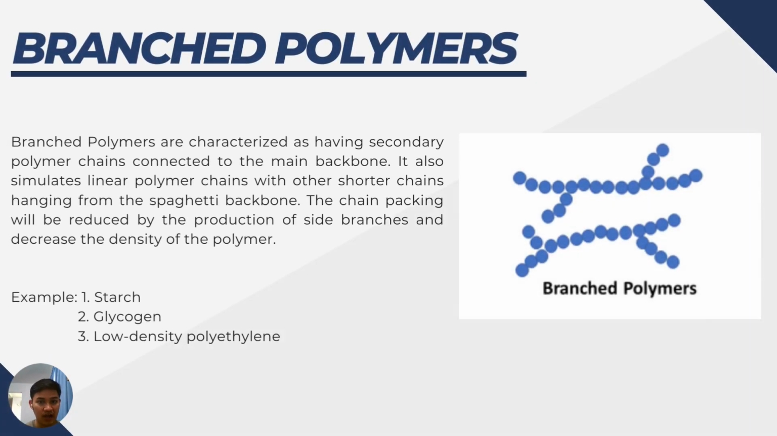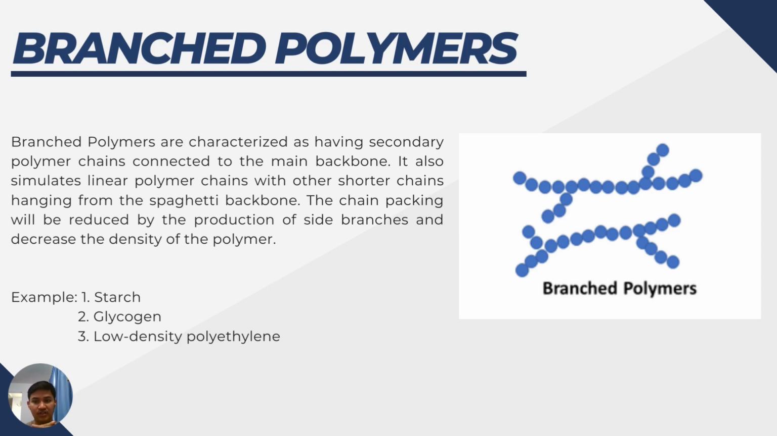And next we have branched polymers. Branched polymers are characterized as having secondary polymer chains connected to the main backbone. It is similar to polymer chains that run in a straight line and have short chains hanging off them, like spaghetti. When side branches are made, the chain's packing efficiency goes down, which makes the polymer less dense. The properties of these polymers are mainly affected by the amount of branching.